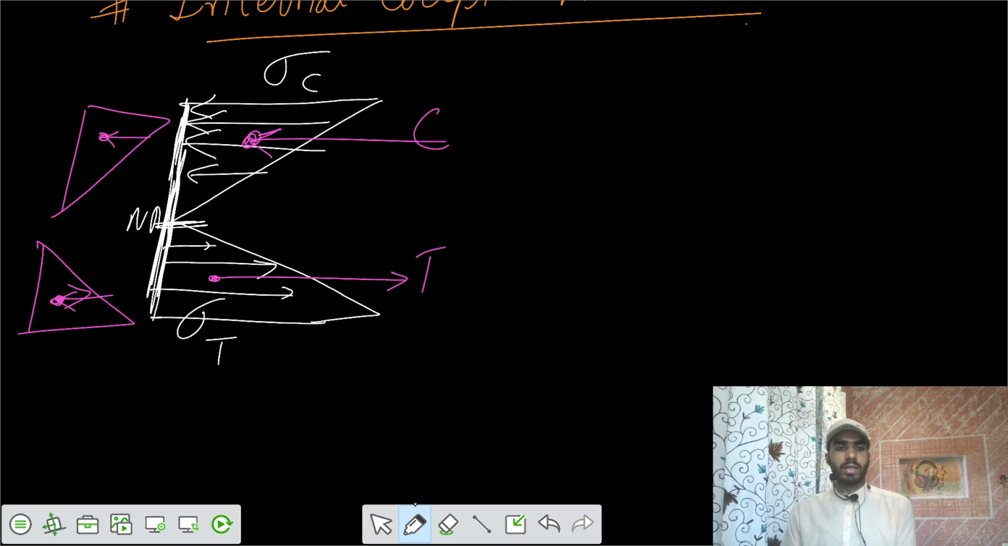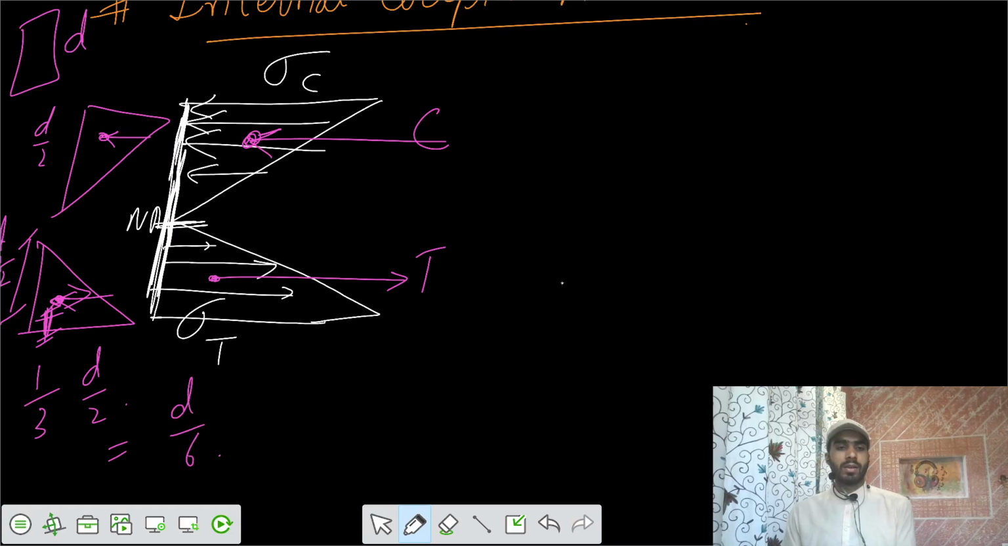Let's say the total depth of the section is d. So we can write this is d by 2 and this is d by 2, and finally this one is equal to 1/3 of d by 2. So your centroid is acting at d by 6 from the top fibers and bottom fibers. You have a centroid of those resultants acting at d by 6. If you write summation of horizontal forces equals 0, that means C equals T.